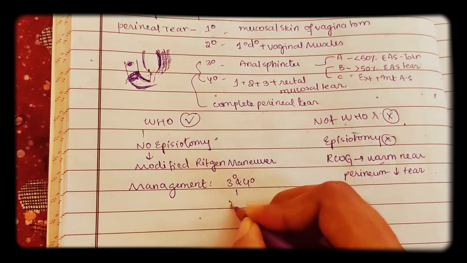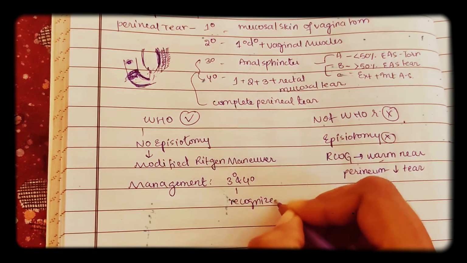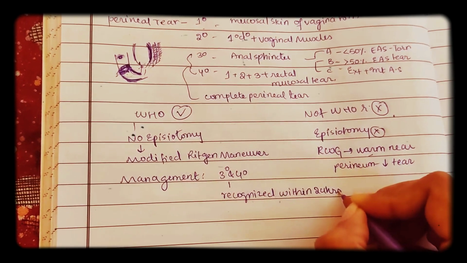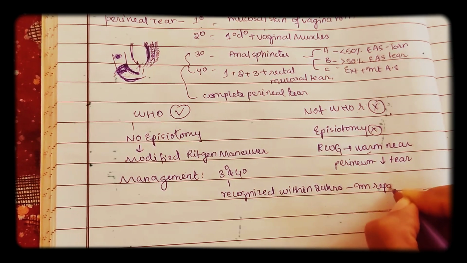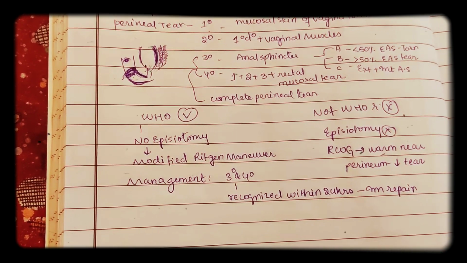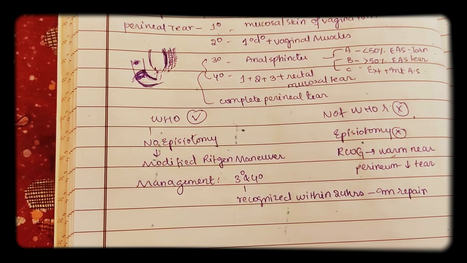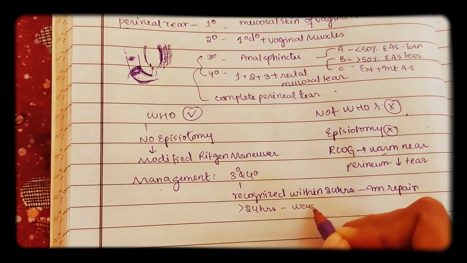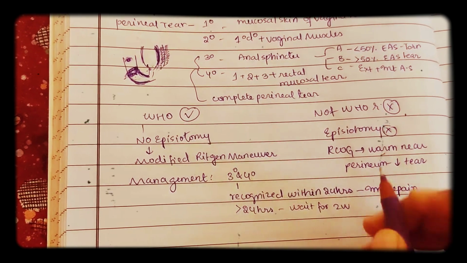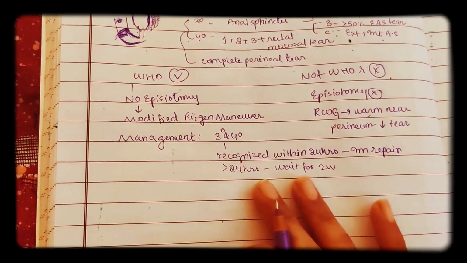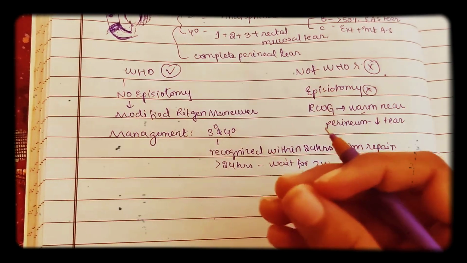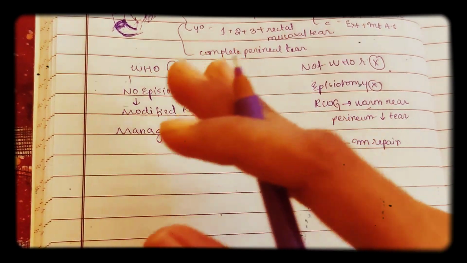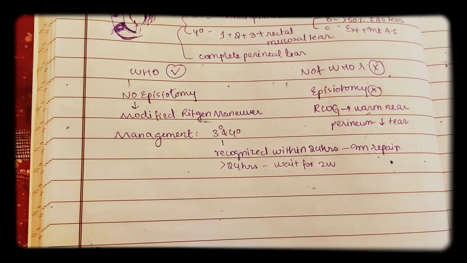So if this is recognized within 24 hours after delivery, then we need to do immediate repair, because you got to know about this just within 24 hours after delivery, right? And if it is recognized greater than 24 hours after delivery, then we need to wait for 2 weeks and repair after infection. Actually the reason we are waiting for 2 weeks is because there may be some infection and inflammation going on, especially after delivery, right? So after all that infection and inflammation subsides, next we can go for this repair process, okay.